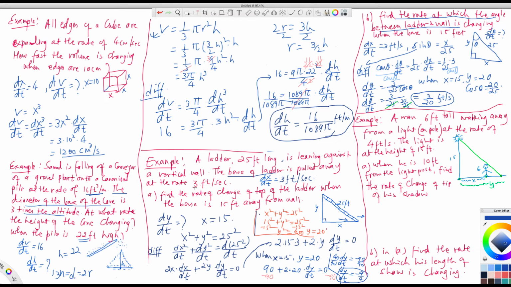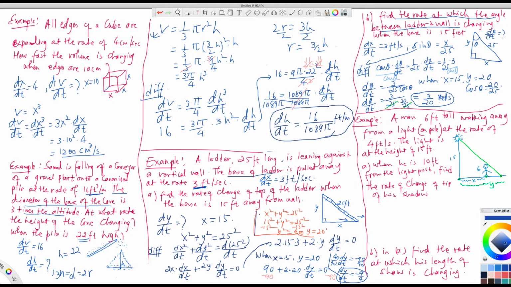Here the rate of change of the base is given as 3 feet per second, and in the first problem we found the rate of change of the height y is negative 9/4, and in the next one we found the rate of change of the angle. That angle is 3 over 20 radian per second. This is not feet, this is radian per second because this is the angle, right? So I want to write RAD, radian per second, because this is given in sine and cosine.